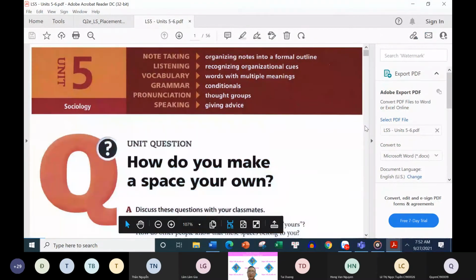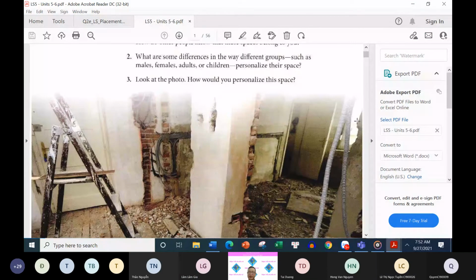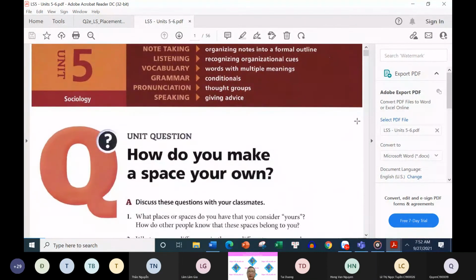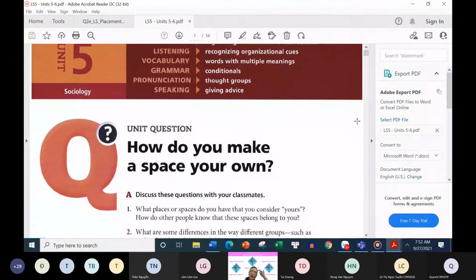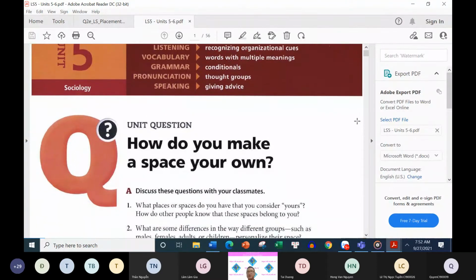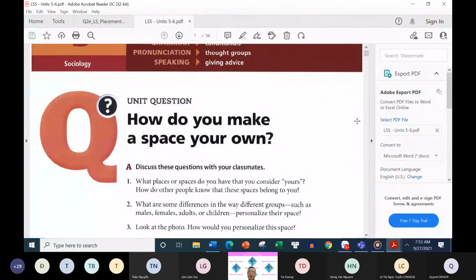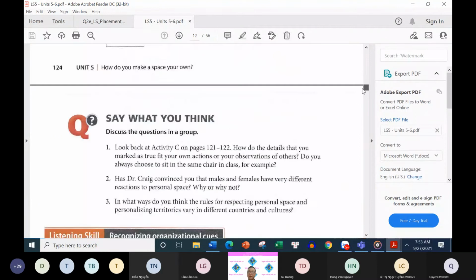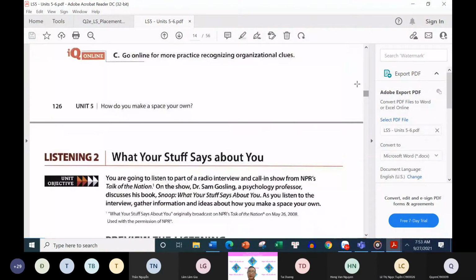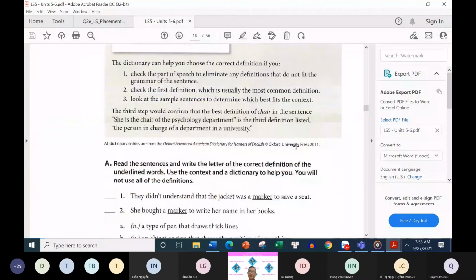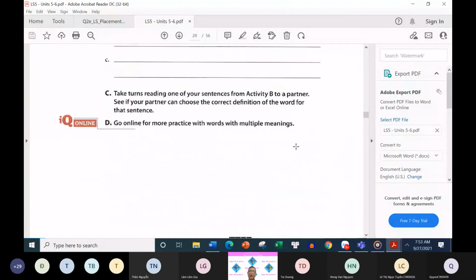Okay. So on the screen you will see that we will have the topics for this unit. Unit 5 is that we try to answer the question, how do you make a space your own? In this unit, we need to focus first on the speaking. We will do listening later. You will read the books at home, and we will do listening on the next day.